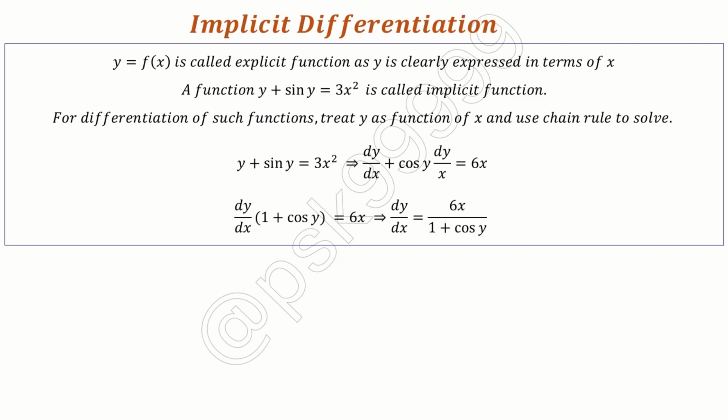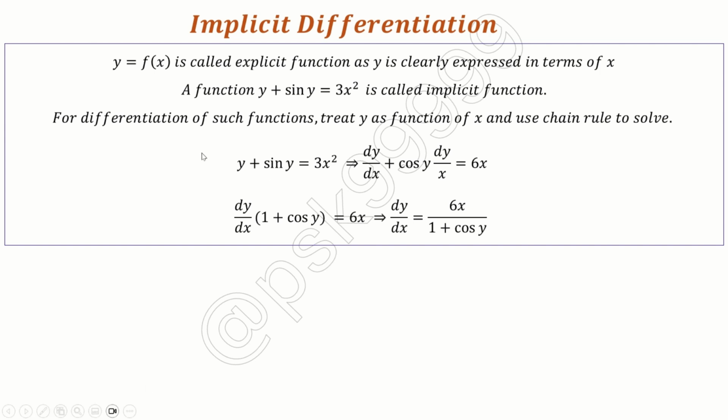If a function is something like y plus sine y equal to 3x square, now y is not clearly defined. Even if I say y equal to 3x square minus sine y, you have y on the left hand side also, which means this is called an implicit function. For differentiation of such functions, treat y as a function of x and use the chain rule to solve. How do you do this?